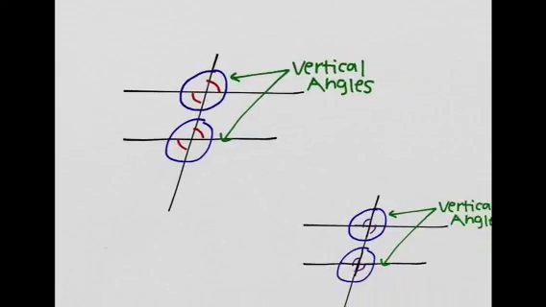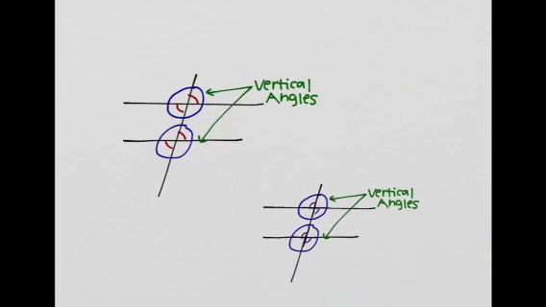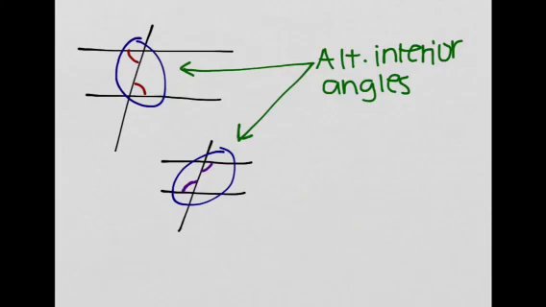The first type are called vertical angles, which is what we already learned. Right here, these two are vertical, and these two are vertical, these two are vertical, and these two are vertical. These types of angles that are congruent to each other inside the transversal are called alternate interior angles. As you realize, they're interior of the two parallel lines, and they're alternate, right? They're not on the same side, they're on alternate sides.